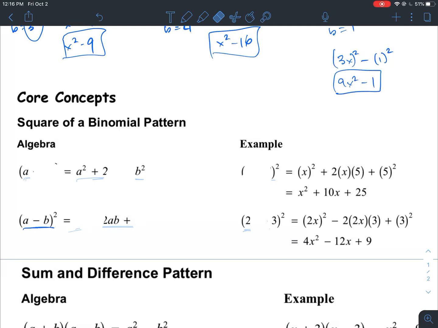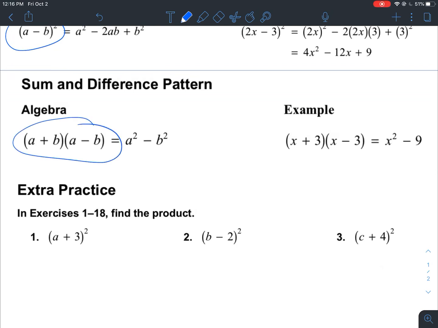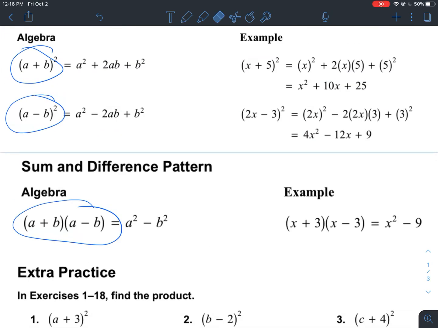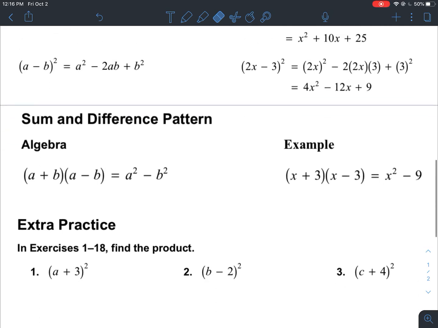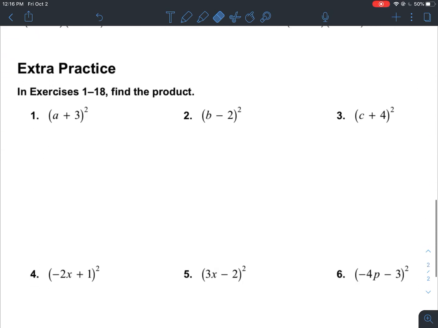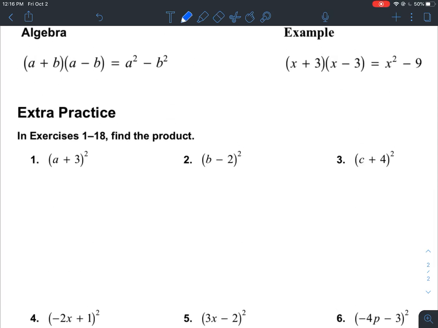Okay, so if you ever see something that looks like this, or like this, or like this, then you can just go ahead, use substitution, and use these right here to skip to the answer, instead of distributing or using the table method, or using the FOIL method, or stuff like that. Okay, so let's go over some examples here.